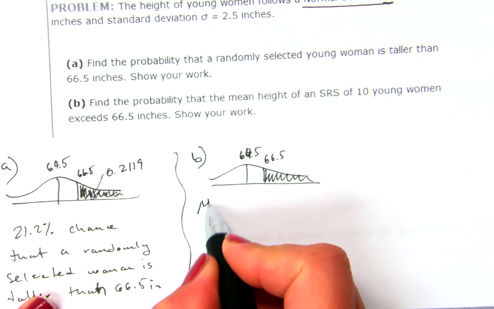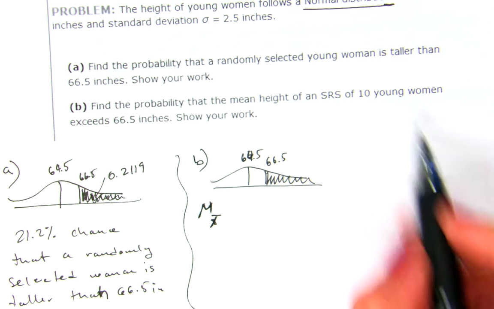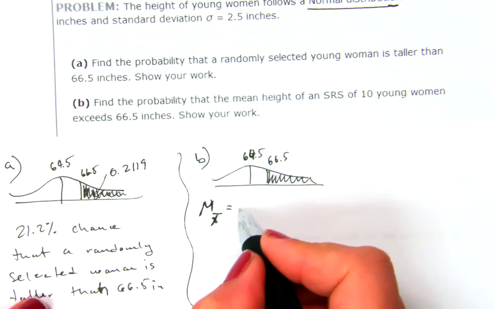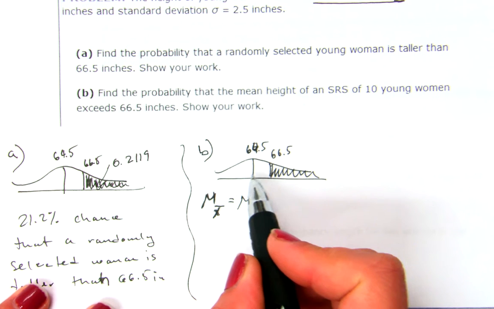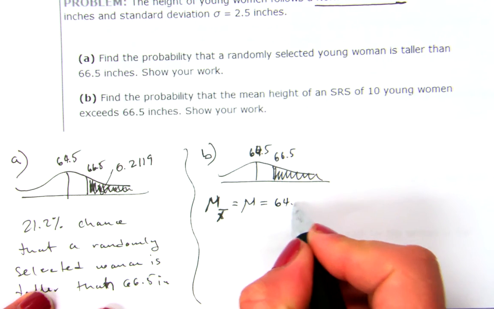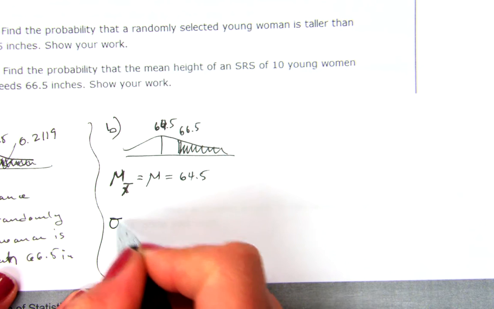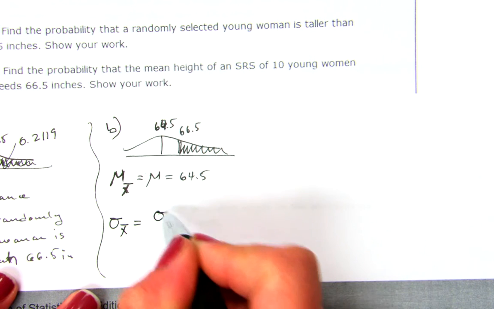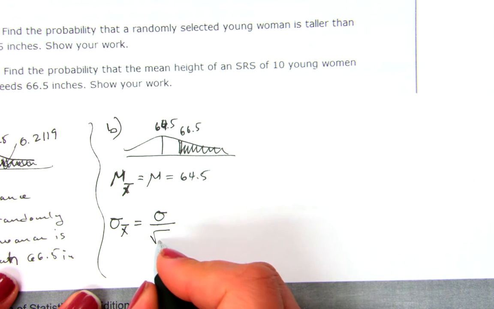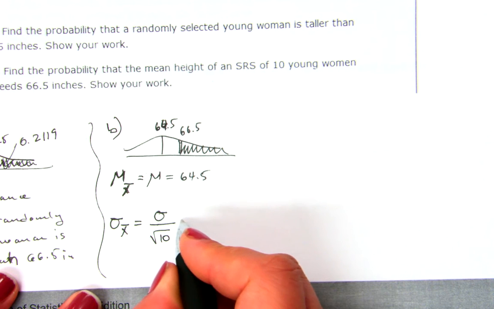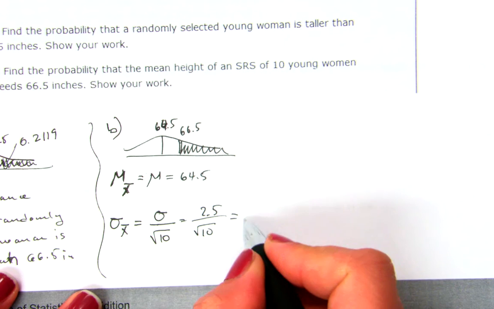And so in this case, the mean of x bar, the mean of our sample of 10 young women, is going to equal the mean of our actual distribution. In this case, it's still 64.5. But the standard deviation follows the standard deviation of your distribution divided by the square root of your sample size. In this case, it was 10. So we have 2.5 divided by the square root of 10. So our standard deviation here is going to equal 0.79.